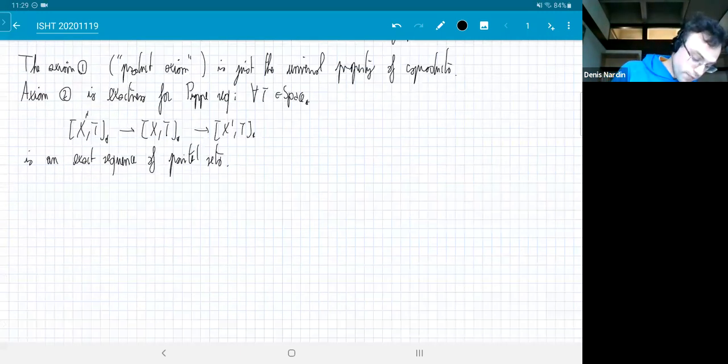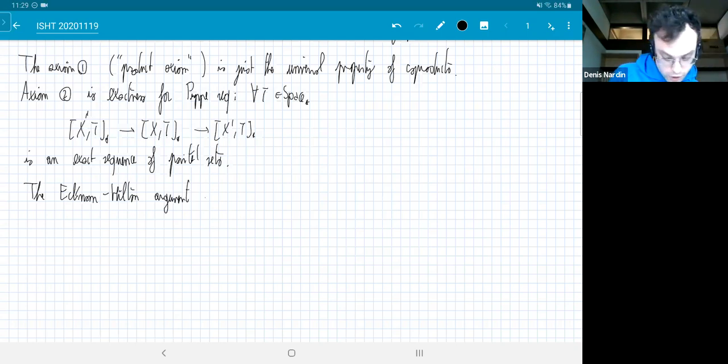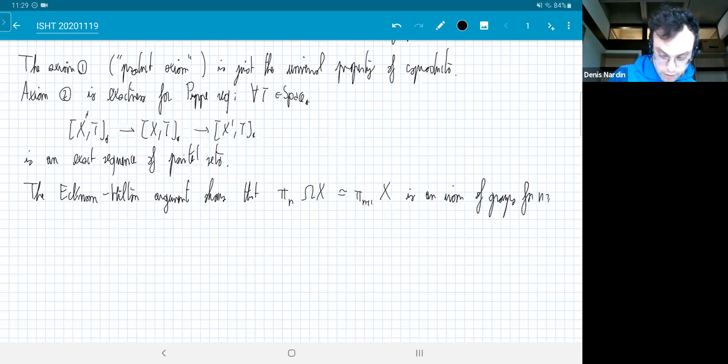It's the Eckmann-Hilton argument that we saw last semester. It shows that pi_n of omega X is equivalent to pi_(n+1) of X, an isomorphism of groups for n greater or equal than one. So you have two group structures on this group, and the naturality of the group structure of pi_n forces the two group structures to commute with each other, and then the Eckmann-Hilton argument tells you that the two group structures are the same, and in fact are abelian. And that's what you have to check.